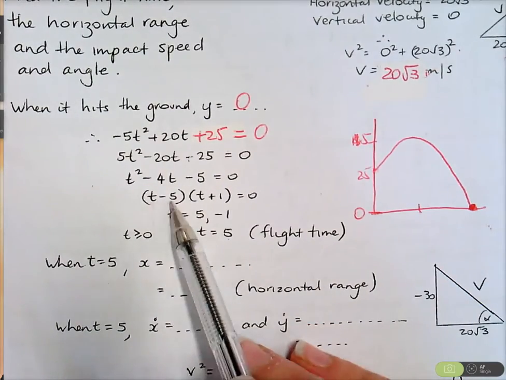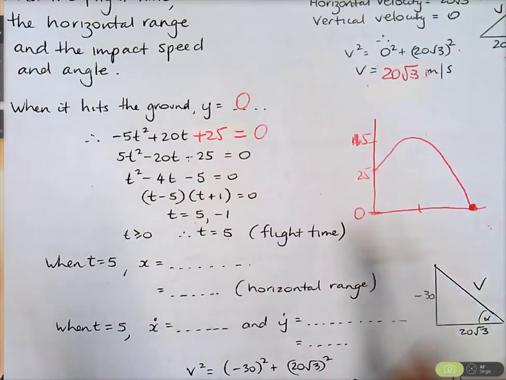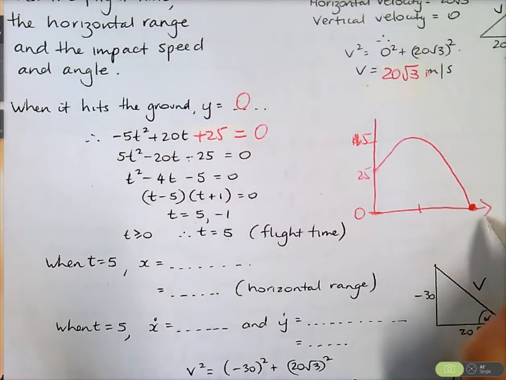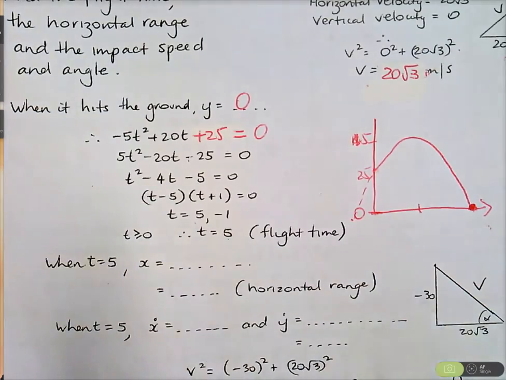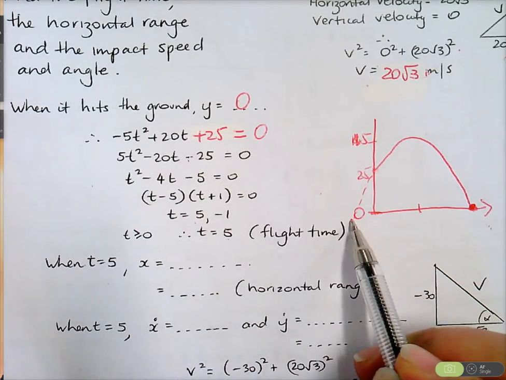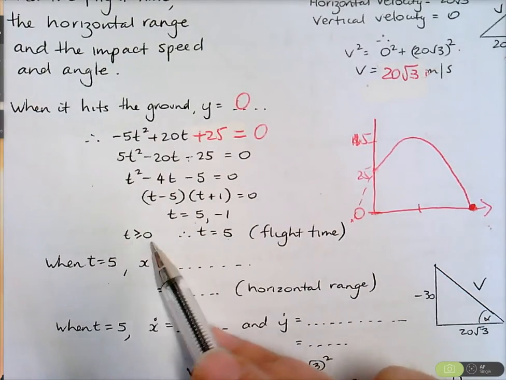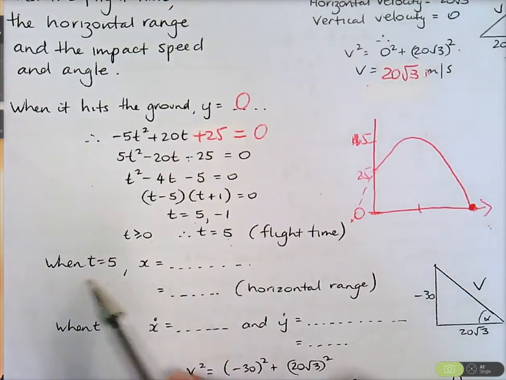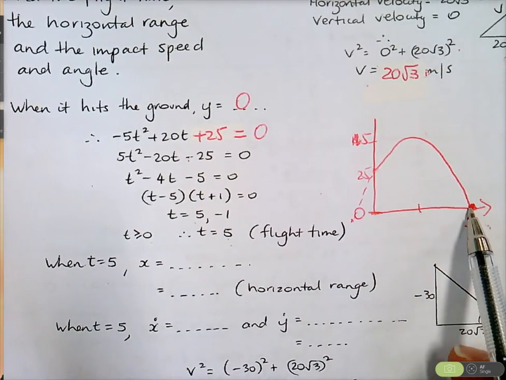And factorising, t minus 5 times t plus 1. Therefore, t equals 5 or t is negative 1. Girls, you know where the negative 1 is from? Have a guess. That's 5 seconds. If I continued that, can you see? That would be the negative 1 there. But we know that time is positive, all right? So t is greater than or equal to 0, therefore t equals 5. So the time of flight is 5 seconds.